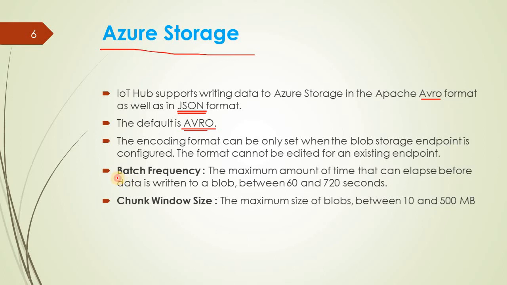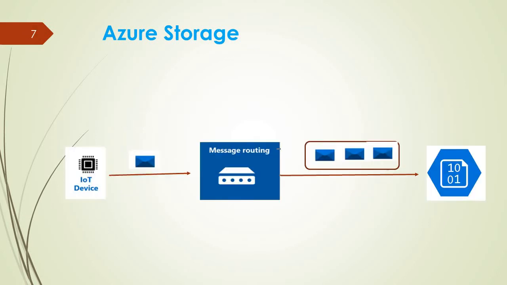And another concept we need to know about is batch frequency. So what is this batch frequency? It is the maximum amount of time that can elapse before data is written to a blob, between 60 and 720 seconds. What is the meaning of this? This is our IoT device and it is sending some message. Based on the routing condition, message routing determines that this message belongs to the storage endpoint.